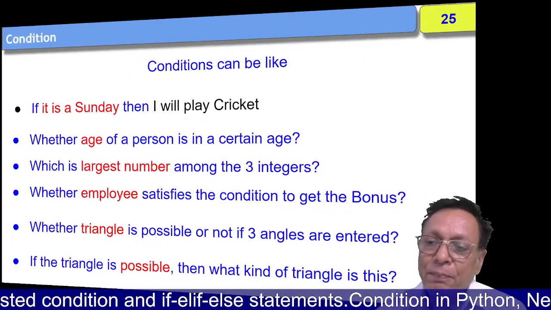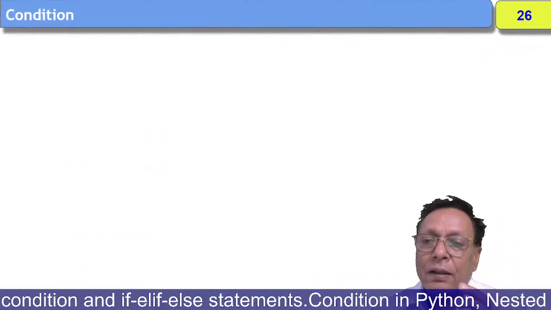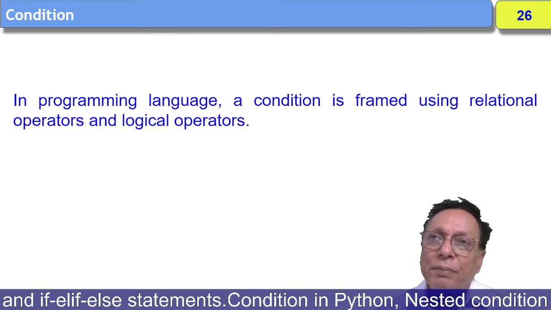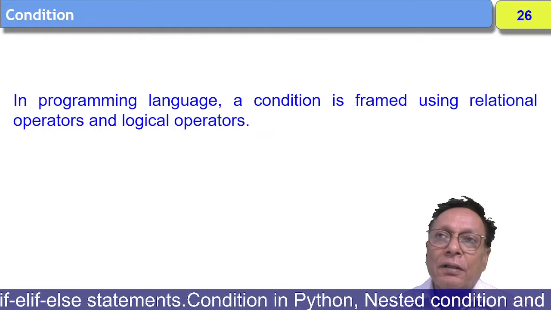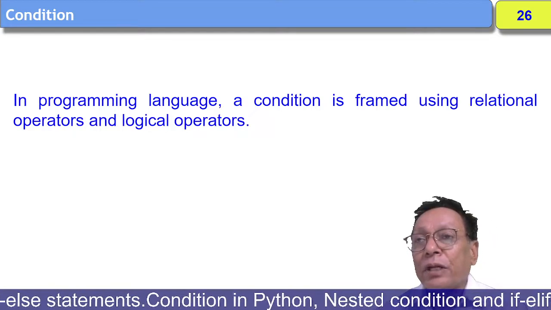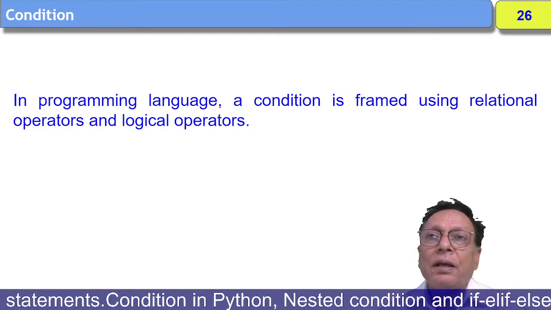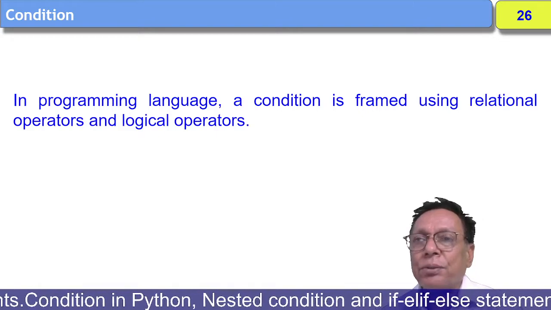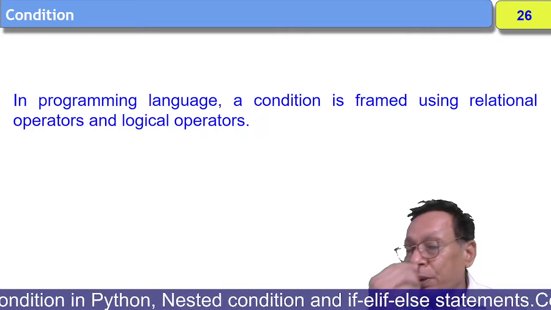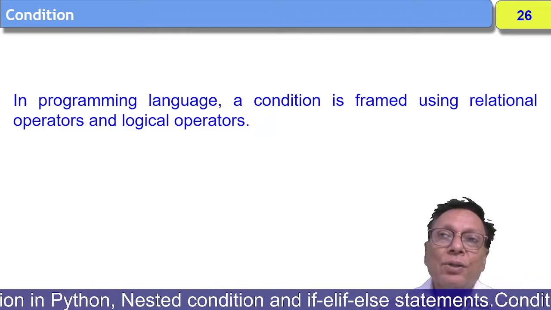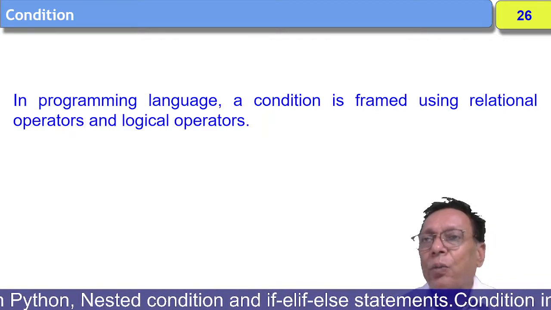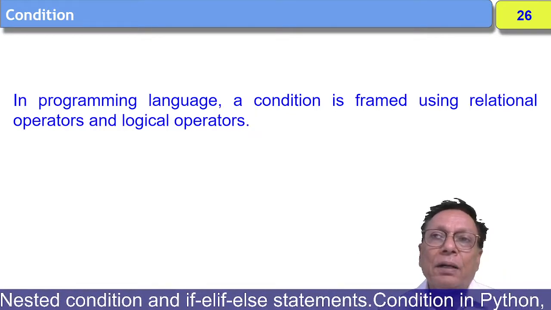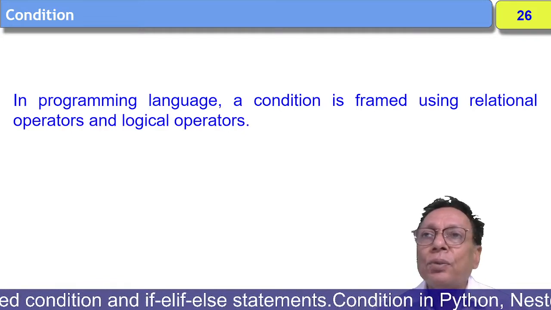In every programming language, a condition is framed using relational operators and logical operators. What are the relational operators? Like greater than, as we have discussed already, greater than or equal to, less than or equal to, not equal to, equal to. These are the relational operators. And what are the logical operators? When you are going to combine multiple conditions into a single statement, logical operators are required to frame a condition.